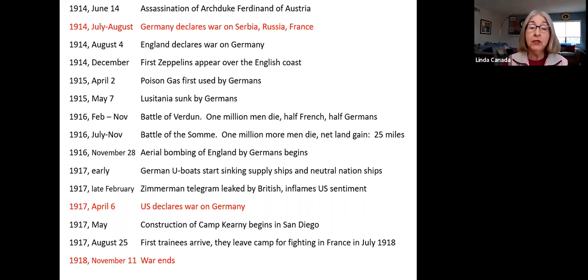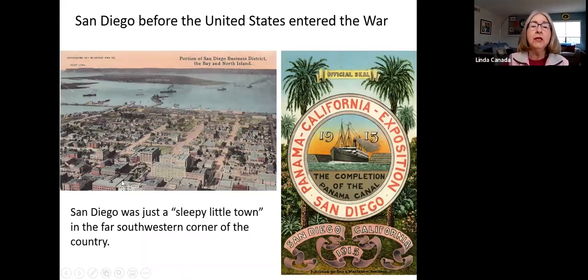So the US declares war on Germany, and almost immediately we start construction of Camp Kearney here in San Diego. Trainees start to arrive, they go off to fight in France, and we were only in the war for about 18 months before the war ended in 1918. So we had a very small part in this war, but it was very significant for our history here in San Diego.